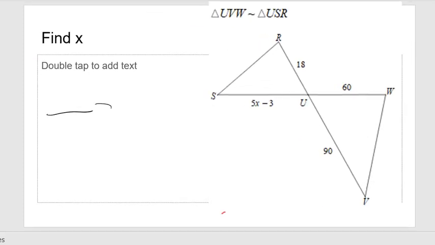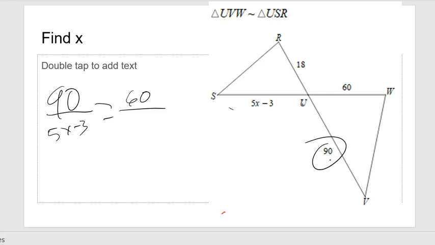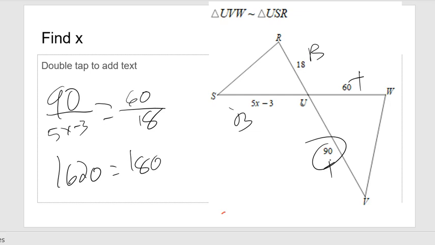Alright, let's pick a random one. 90. Let's take 90 over 90 is between U and V. UV is the first two letters. US is going to be that 5x. That's 3. 60 has to go on top because 90 went on top, top, top, bottom, bottom. 18. Take 90 times 18, 1,620 equals, we're going to multiply that out, 60 times 3, 180x minus 108.